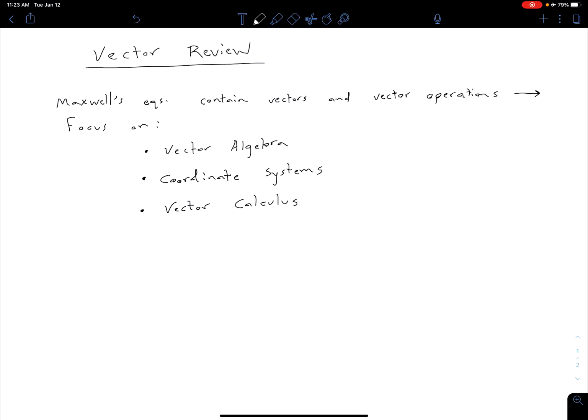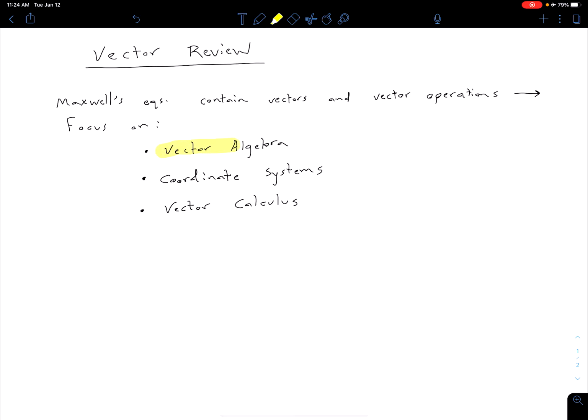Let's start our vector review. As I said at the end of the previous video, we saw our Maxwell's equations contain vectors and vector operations. So what we want to do is focus on building a strong foundation with our vector algebra, various coordinate systems, and vector calculus before we can get into some of the more detailed electromagnetic problems.